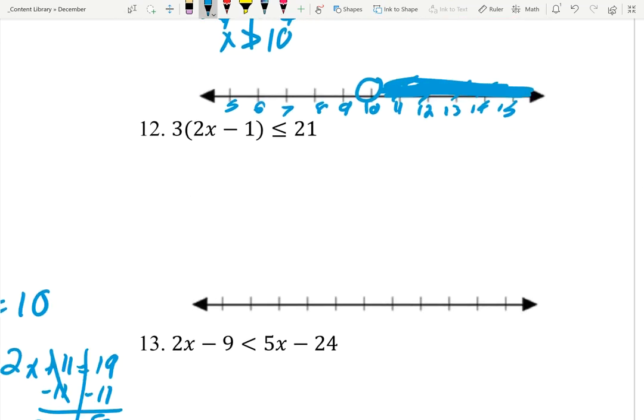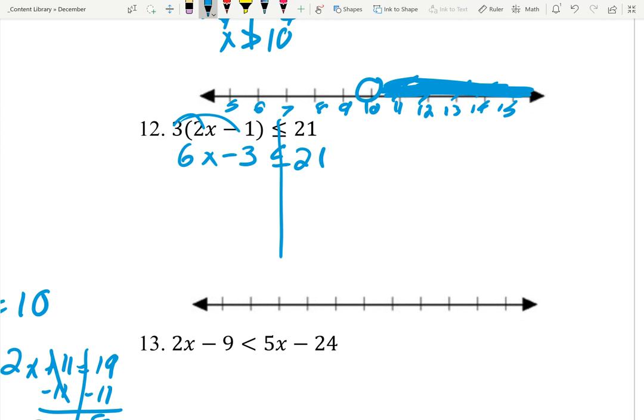Number 12, again, solve it like a normal equation. So we're going to distribute first. This will become 6x minus 3. Be very, very mindful of your minus 3. Some people are going to forget to put that because you have to do 3 times negative 1. 3 times negative 1 becomes minus 3, less than or equal to 21.